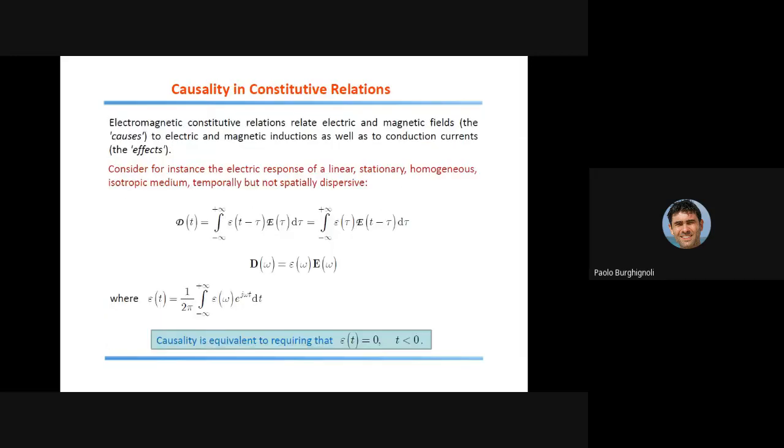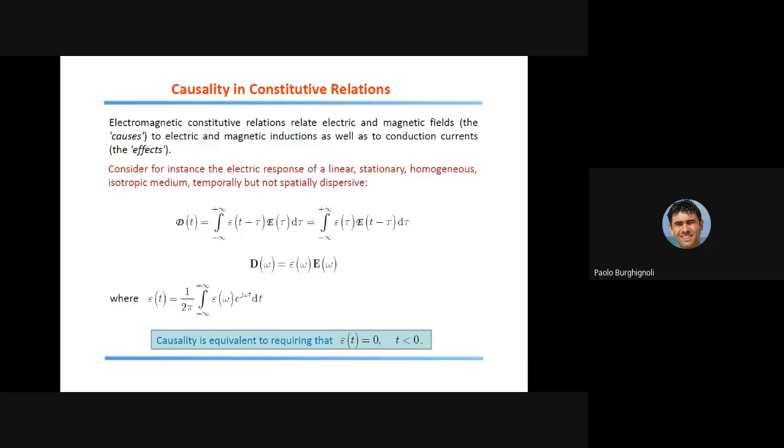Now, causality also occurs in constitutive relations, because those relations can be thought of as an input-output relation in which there is the input field, which could also be called the cause, for example the electric field or the magnetic field, and the output is the response of the medium, which could be described by, for instance, the electric induction, the magnetic induction, and the conduction currents. Those could be named the effects, okay?